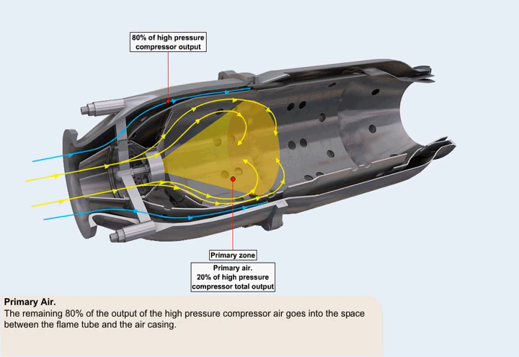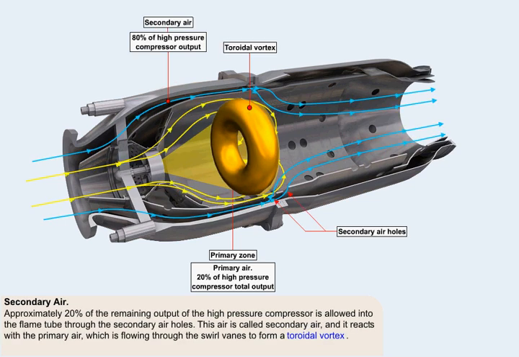The remaining 80% of the output of the high-pressure compressor, air which has not been directed through the snout, goes into the space between the flame tube and the air casing. Some of this remaining air, approximately another 20% of the output of the high-pressure compressor, is allowed into the flame tube through secondary air holes. This air is called secondary air, and it reacts with the primary air, which is flowing through the swirl vanes, to form a toroidal vortex. The toroidal vortex stabilizes and anchors the flame and prevents it being moved through the flame tube away from the fuel nozzle area.